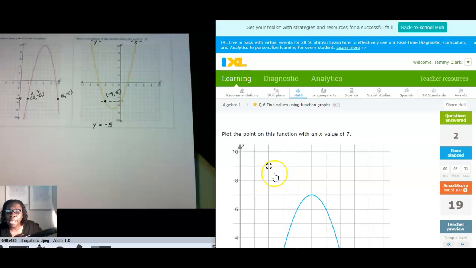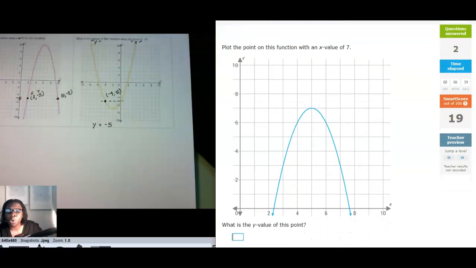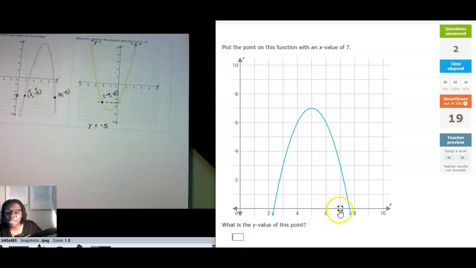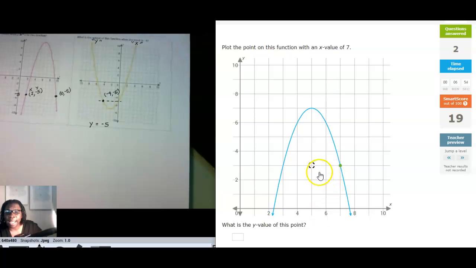Here we're asked, plot the point on this function with the x value of 7. So on our horizontal axis here, which is the x-axis, we're going to come to 7. We're going to go up until we hit the graph, which is this little blue part right here. Put our point, and notice that our y value is positive 3.